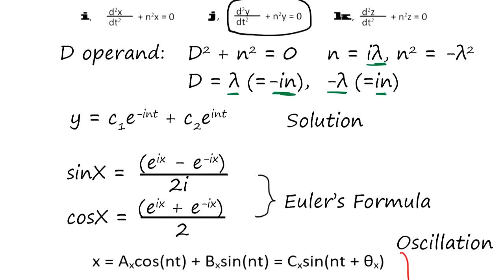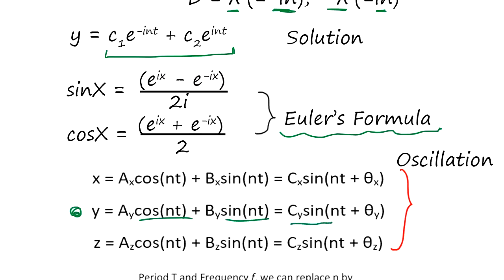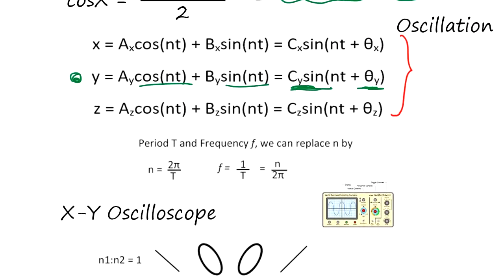So the solution will be this form, and since we have Euler's formula, we plug in, then we get a cosine and sine combination, which is just a simple sine with some phase. So x and y also get that, and that's a solution of the differential equation, and that's the oscillation. If the period is T and the frequency is f, we can calculate n is 2 pi over T.